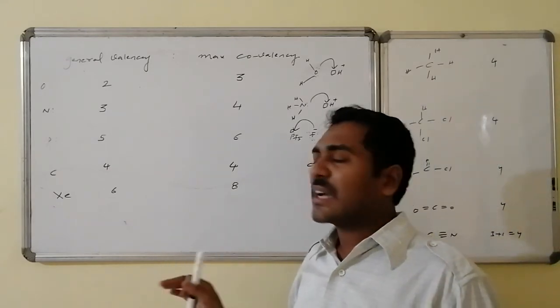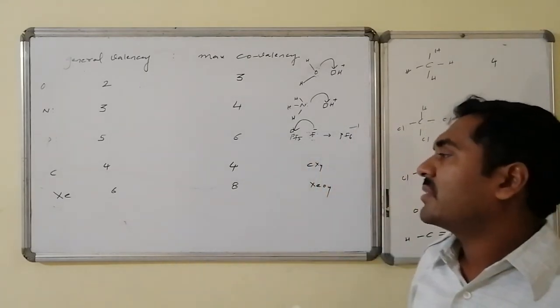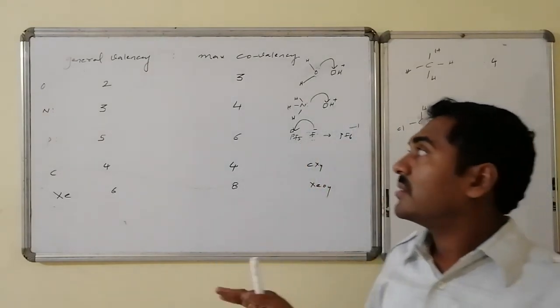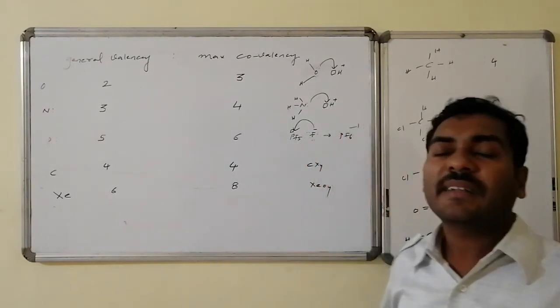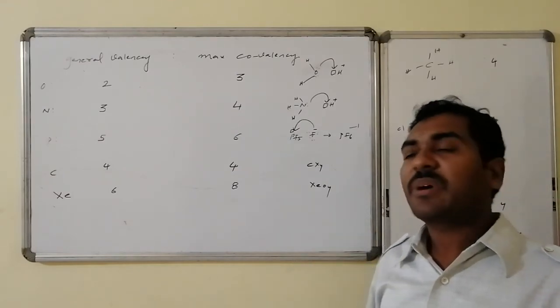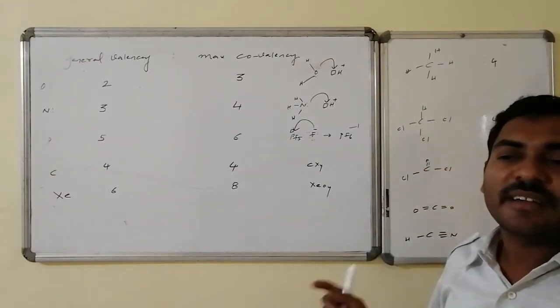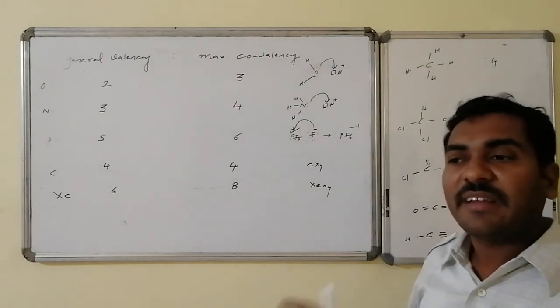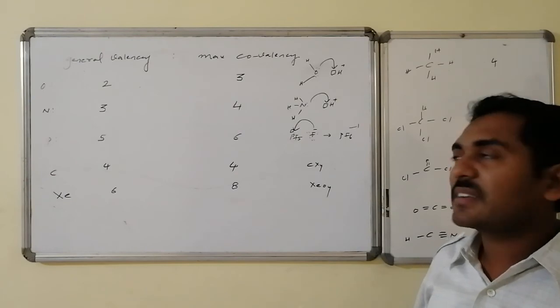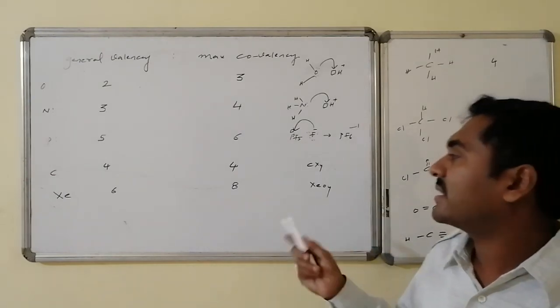Carbon always forms only 4, whereas xenon generally forms 6 as the coordination valency, whereas under extreme cases it can form 7 also, but a higher value compared to 7, that is xenon tetroxide. Xenon is having 8 as the oxidation valency, 8 bonds are formed by the xenon, hence the maximum covalency of xenon is 8.